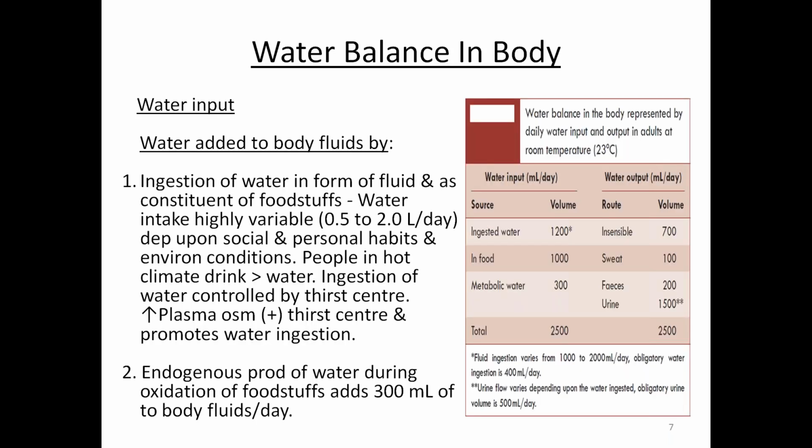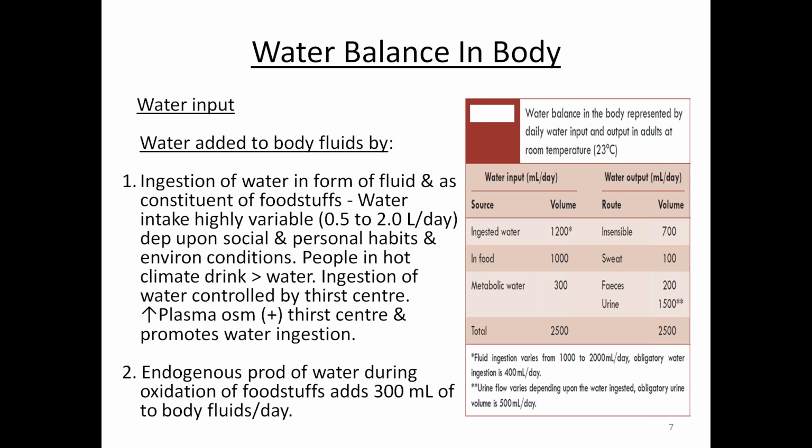Now let's talk about water balance in the body. How is the water input to the body done? Water is added to the body fluids by, one, ingestion of water in form of fluid and constituents of foodstuffs. So water intake is quite variable. It might range from 0.5 to 2 liters per day, depending on one's social, personal, environmental conditions or habits. And we know already that generally people living in hot climate drink more water.